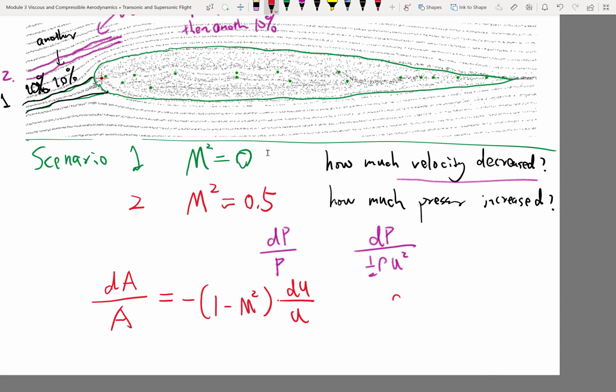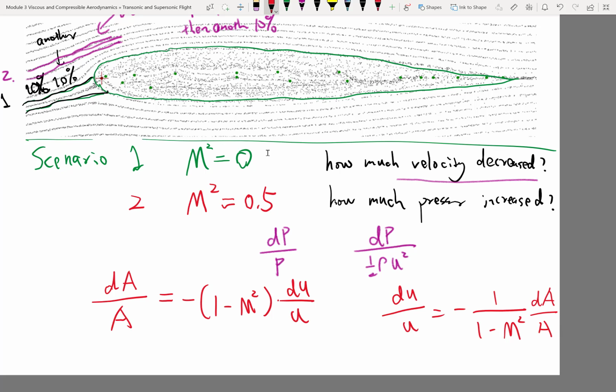Another way to write this is du over u equals 1 over (1 minus M squared) times dA over A with a minus sign. So for the same dA over A, as I accelerate, dA over A is negative and du over u is positive. As I accelerate, M squared also increases towards 1, and this factor becomes more and more significant until the point when the Mach number gets to 1.